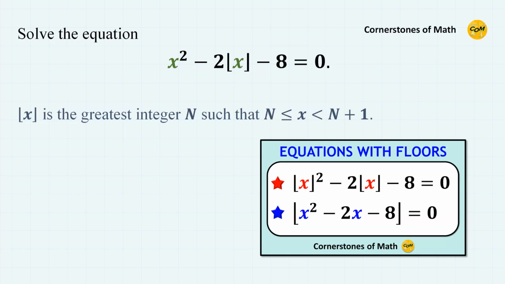In my last video, I solved two equations with floor functions. However, those two equations were fairly easy, so today I am going to solve another equation which is more challenging compared to those in my last video. So now the equation is x squared minus 2 times floor x minus 8 equals 0.